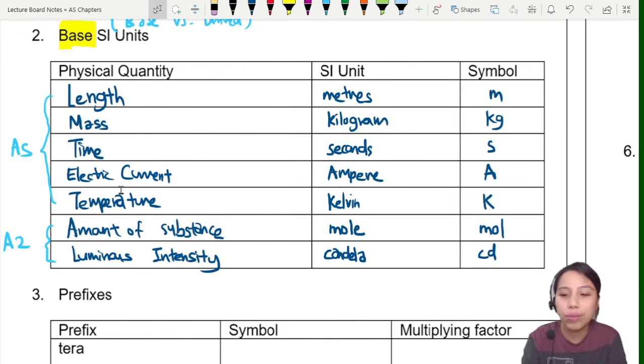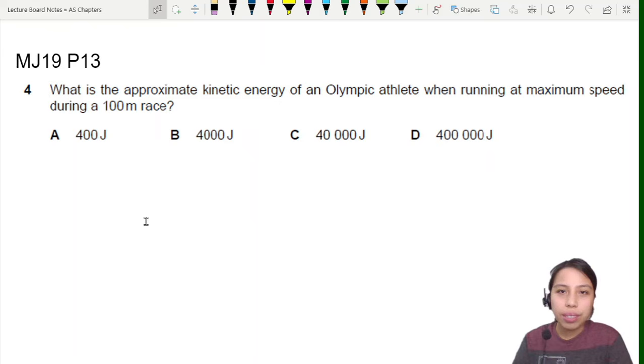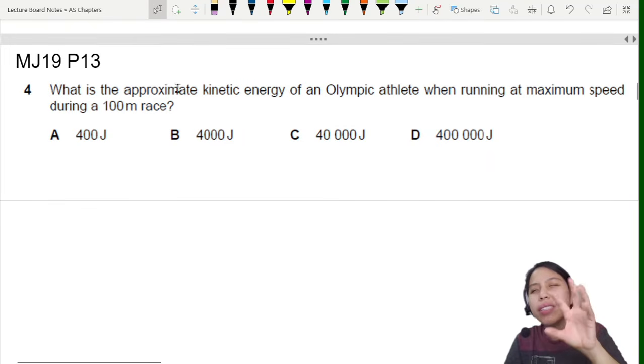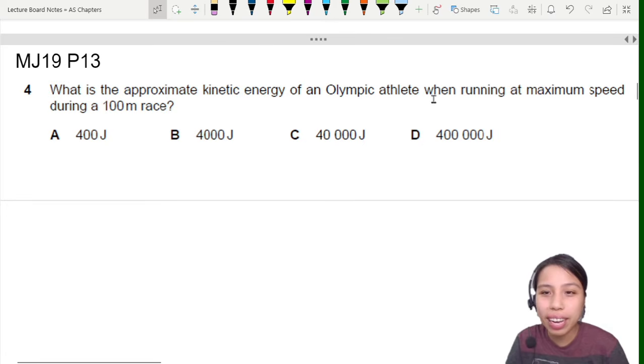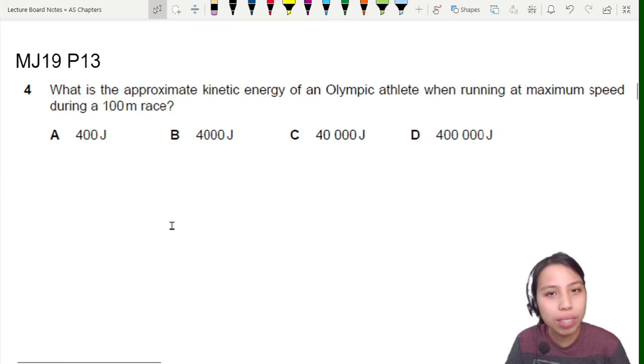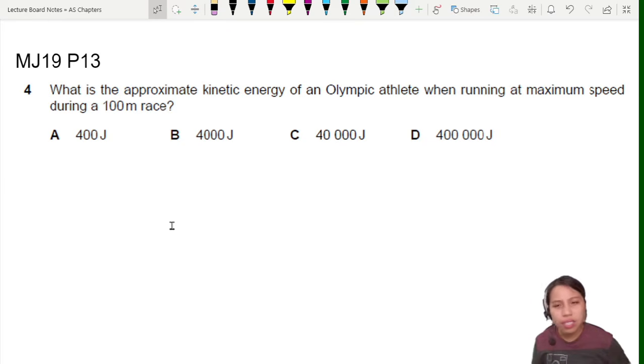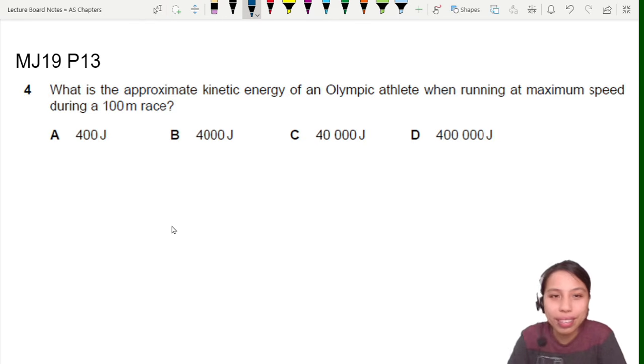Here's one first question for us to look at. Here they are asking us, what is the approximate kinetic energy of an Olympic athlete when running at maximum speed during a 100-meter race? How are we supposed to know this? Is this a fact that we must memorize? Well, you see, with physical quantities, we have to have a sense of estimation, a guessing game, in other words.